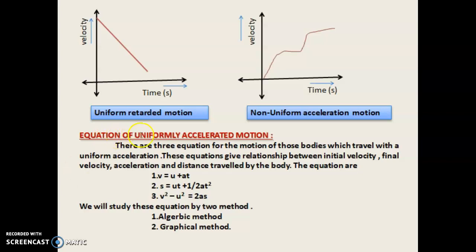Next, we are going to see the equations of uniform accelerated motion. There are three equations for the motion of bodies which travel with uniform acceleration. These equations give the relationship between the initial velocity, final velocity, acceleration, and distance traveled by the body. The equations are: v is equal to u plus at. Second, s is equal to ut plus half at square. Third, v square minus u square is equal to 2as. We will study these equations by two methods: first the algebraic method and second the graphical method.